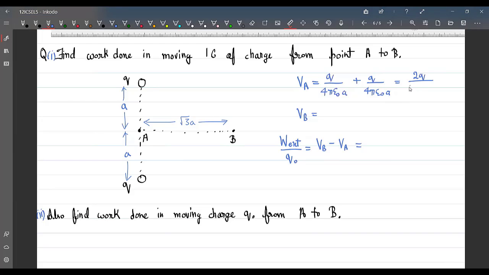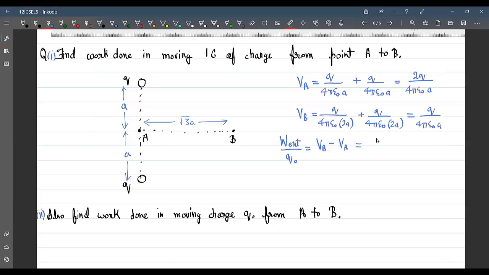Yes. Okay. Now, you should tell me what will be the potential at point B. Q by 4 pi epsilon naught into 2A. Yeah, that is due to the first charge. Then due to the second charge, it is the same. So I can just multiply it by 2. Or if you want to write it again, you can write it again. So this will be Q by 4 pi epsilon naught A.